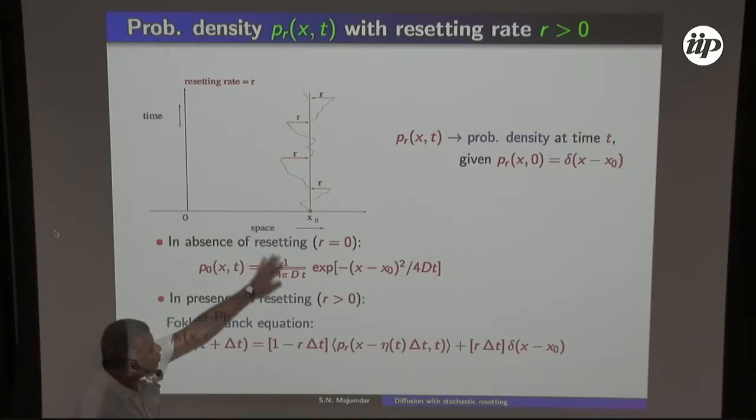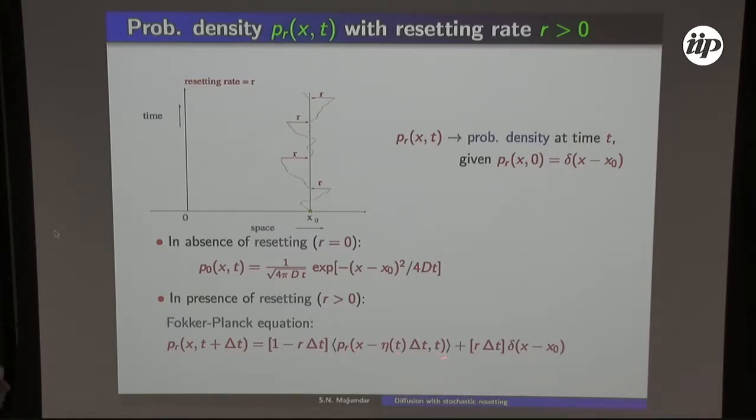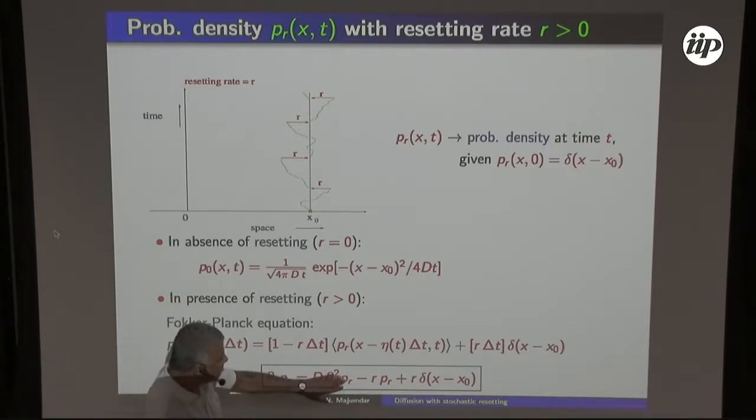Now you switch on this resetting, r bigger than 0. I had the Langevin equation, and I'm going to write down the Fokker-Planck equation for that. How do I do that? With probability 1 minus r delta t, you diffuse. That means if you want to be at x at time t plus delta t, you must have been at x minus eta t delta t at time t, and you have to average over this noise. And then with probability r delta t, when you are at x equal to x naught, you just reset. From this, the usual way, you expand in the noise and take the delta t going to 0 limit, and you arrive at a Fokker-Planck equation, which is very, very simple. So you have the diffusion part here, and there is this term here.